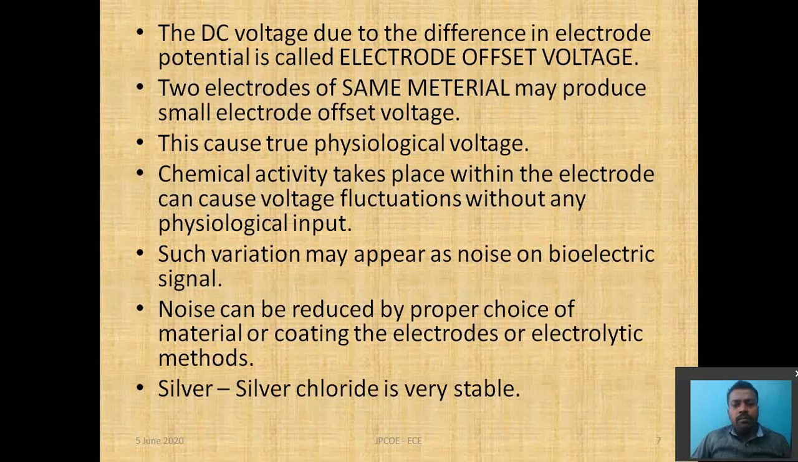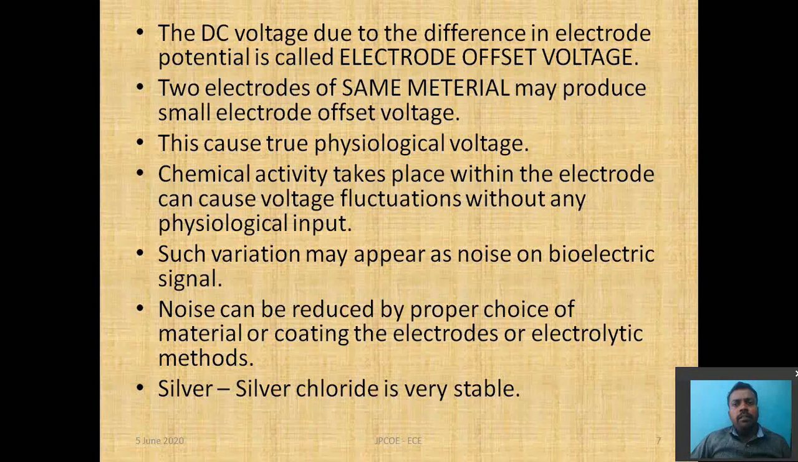Two electrodes of the same material may produce a small electrode offset voltage. Already I studied that two electrodes of the same material will produce a small offset voltage. This can affect the true physiological voltage. Then another problem is chemical activity. The chemical activity that takes place within the electrode can cause voltage fluctuation without any physiological input.